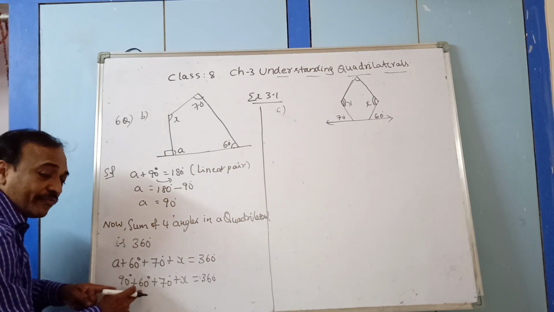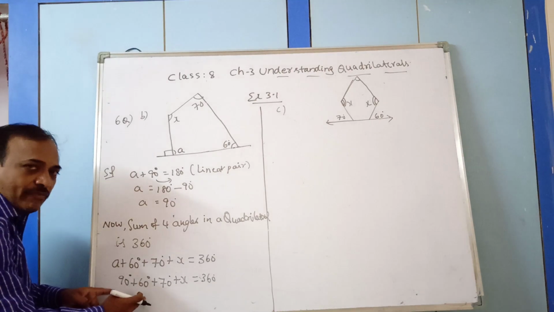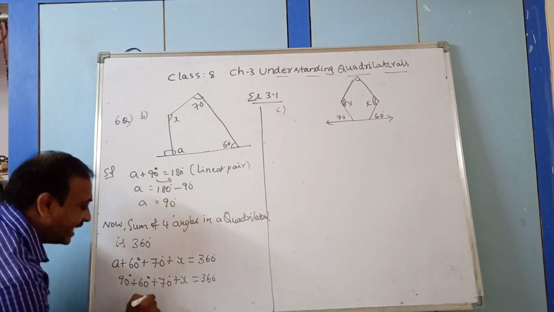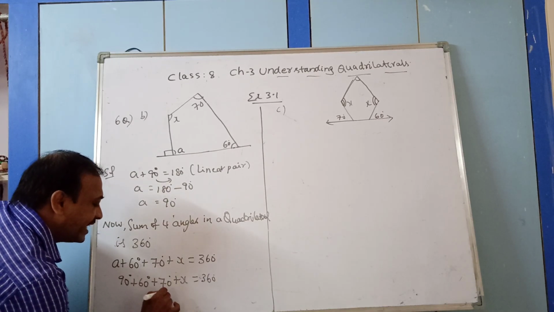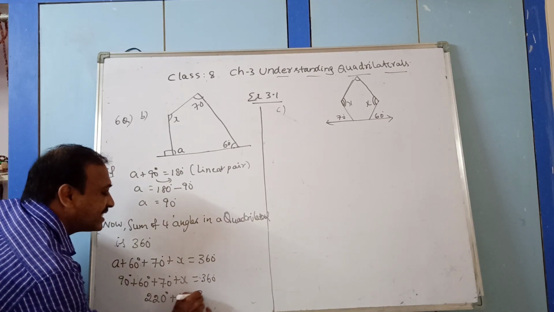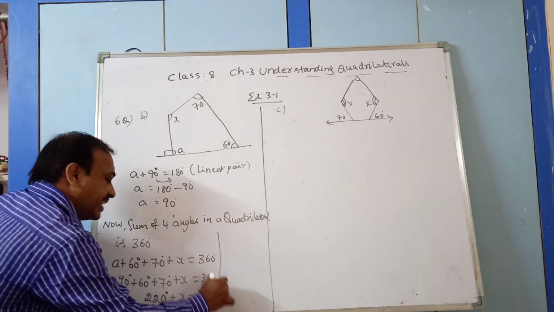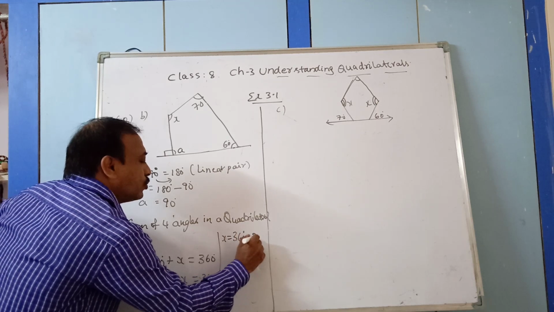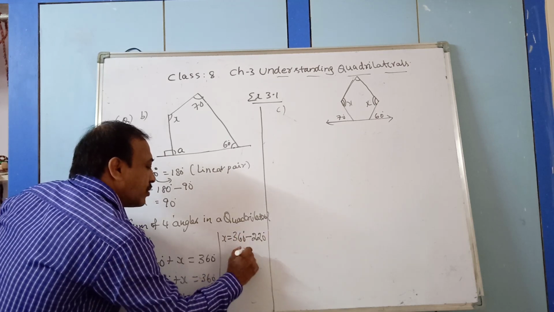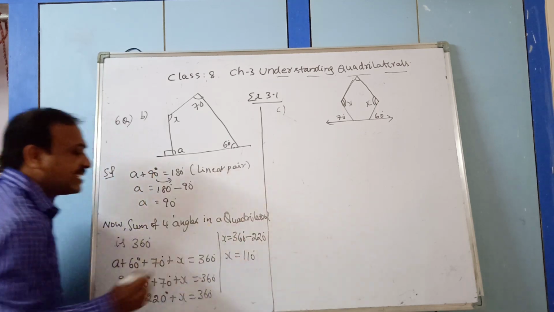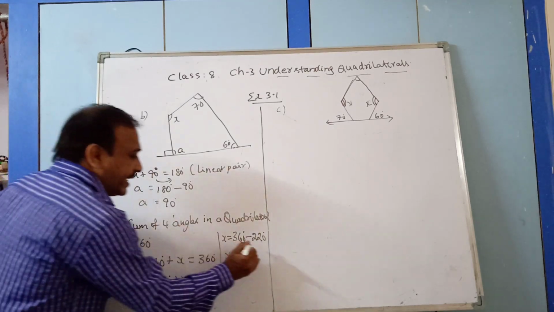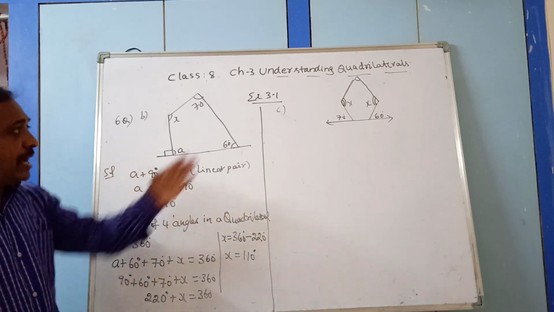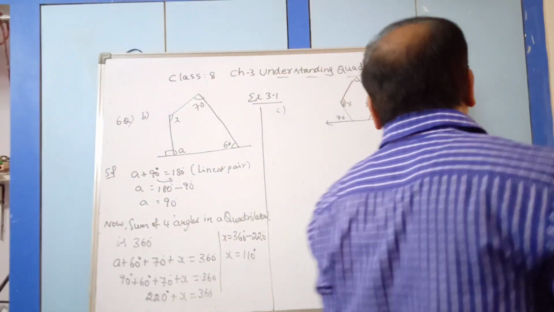90 plus 60 is 150. 150 plus 70 is 220. So 220 degrees plus x is equal to 360. Then x is equal to 360 degrees minus 220 degrees, which is equal to 110 degrees. X is equal to 110 degrees. Clear?